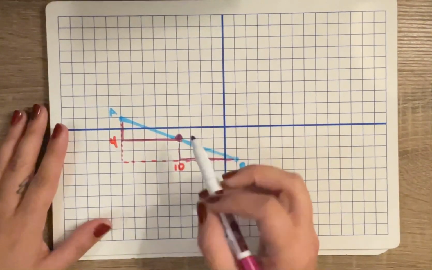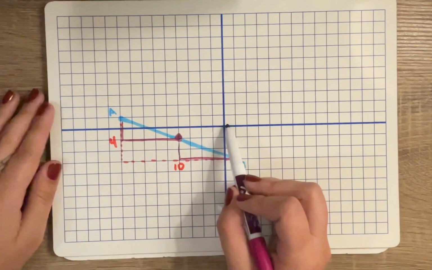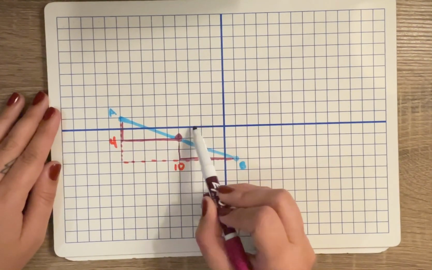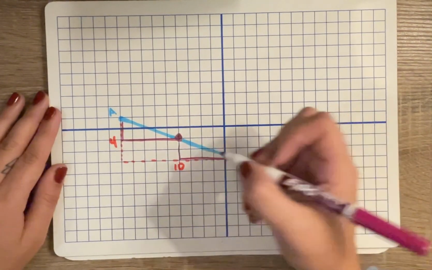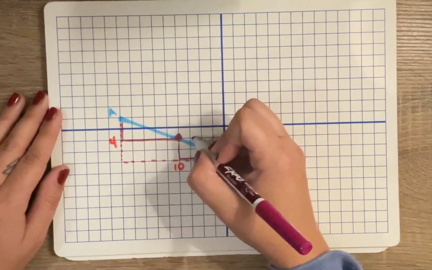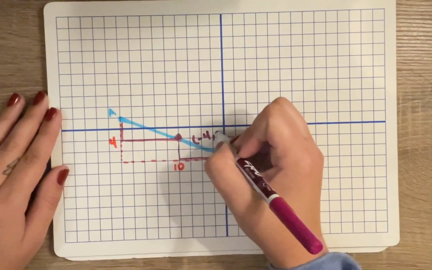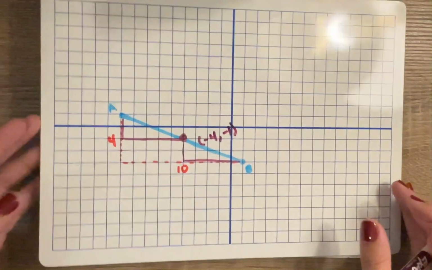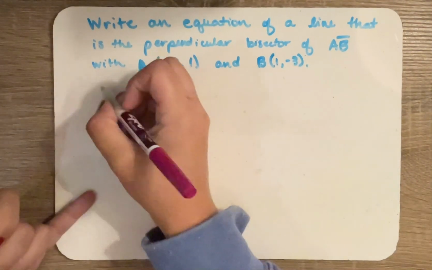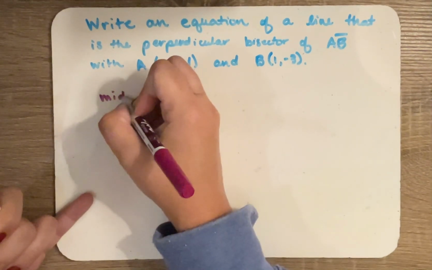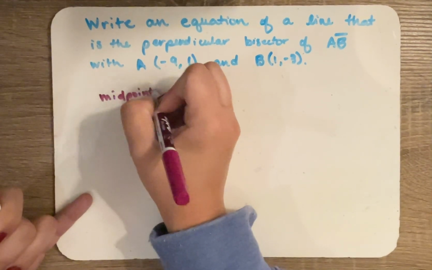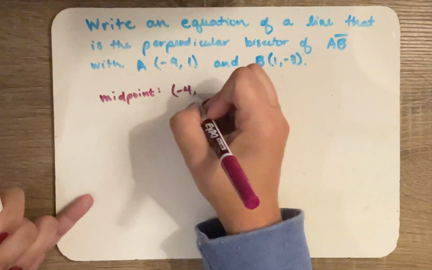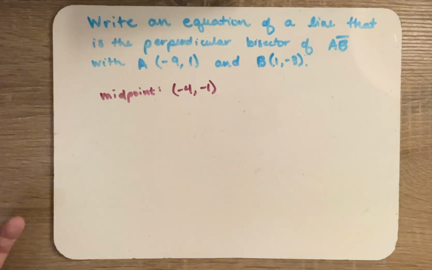Okay, so here's my midpoint, and these coordinates are, let's see, 1, 2, 3, 4, and down 1. So the coordinates of the midpoint are -4, -1. Okay, so that's the first thing that I needed to figure out. Just going to make a note of that here. The midpoint is at -4, -1.